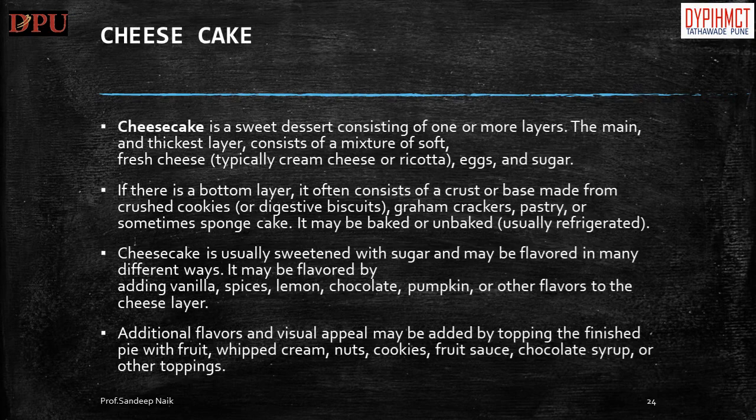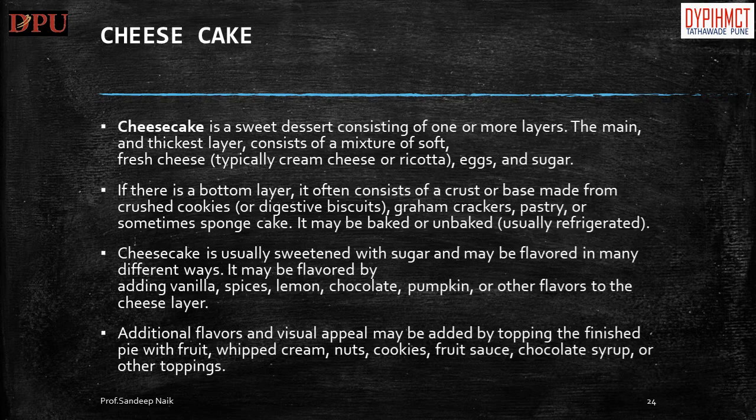Cheesecake. Cheesecake is a sweet dessert consisting of one or more layers. The main, and thickest, layer consists of a mixture of soft, fresh cheese, typically cream cheese or ricotta, eggs, and sugar. If there is a bottom layer, it often consists of a crust or base made from crushed cookies, digestive biscuits, graham crackers, pastry, or sometimes sponge cake. It may be baked or unbaked, and is usually refrigerated.